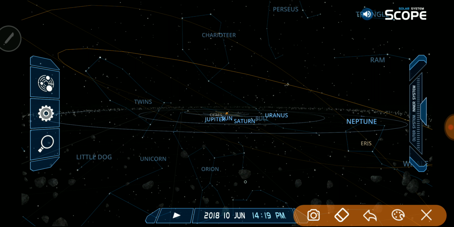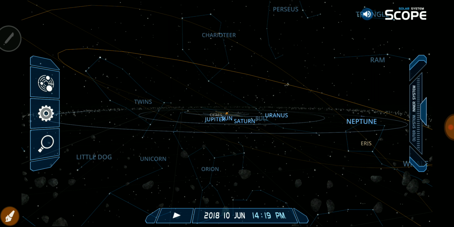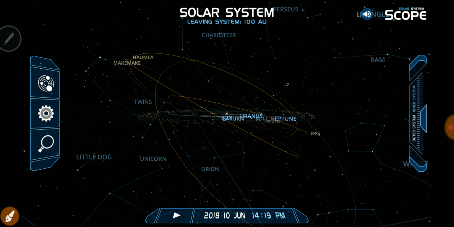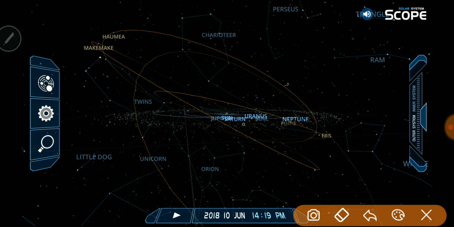Okay, see all of these? This is the Kuiper Belt. Goes all the way around. Take notice of how much space it takes up.